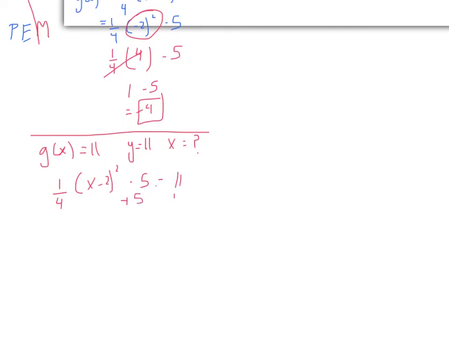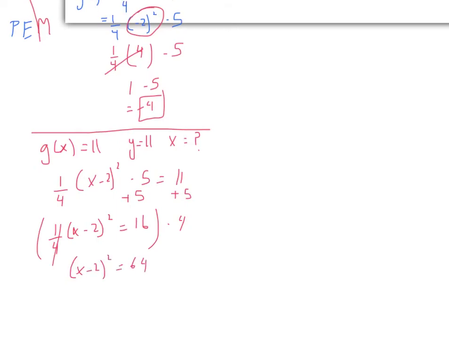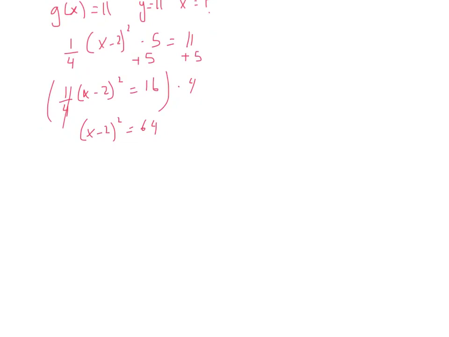Now, remember, when you solve, you have to isolate the x. So add 5 to both sides. You have 1/4 x minus 2 squared is equal to 16. Then you have to multiply the whole equation by 4 to get rid of this fraction. So you are left with x minus 2 squared is equal to 64. Now ask yourself, what can x minus 2 be for x minus 2 squared to be 64? So x minus 2 can either be an 8 or x minus 2 can be a negative 8. Because here it's going to be 8 squared equals 64, or negative 8 squared is equal to 64.